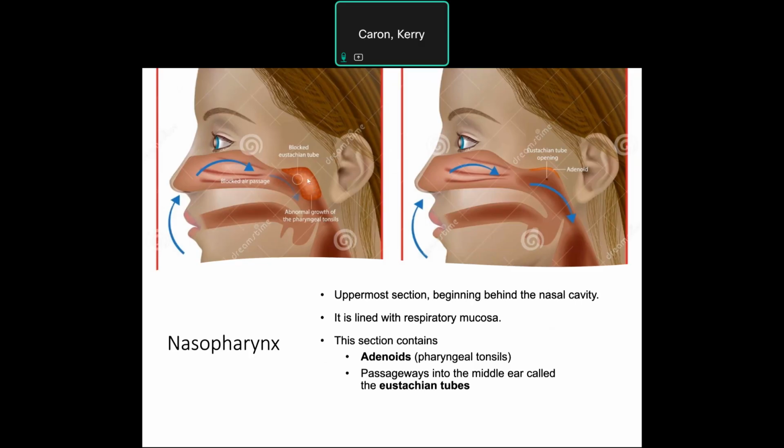That's one of the reasons it's never good to suck snot back into your body. It's always better to blow it out, because if you are sucking it up, you can inadvertently cause an ear infection by bringing that mucus into the eustachian tubes.